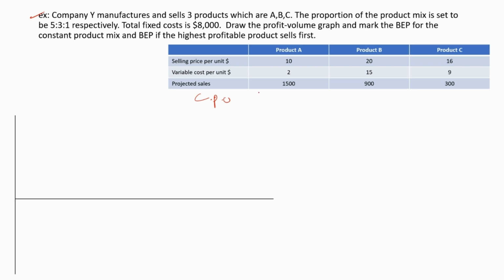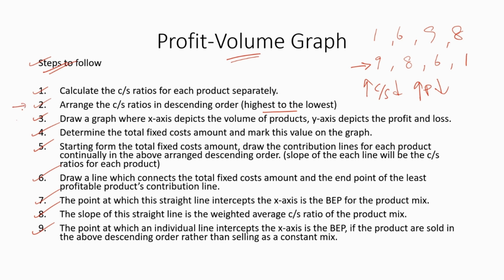Contribution per unit is equal to 10 minus 2, 8; 20 minus 15, 5; 16 minus 9, 7. So these are the contributions per unit for each product. Now let's calculate the CS ratio for each product: 8 divided by 10, 5 divided by 20, 7 divided by 16. So we have calculated the CS ratios for each product. Now let's go back. The second step, arrange the CS ratios in descending order, which means highest to the lowest.